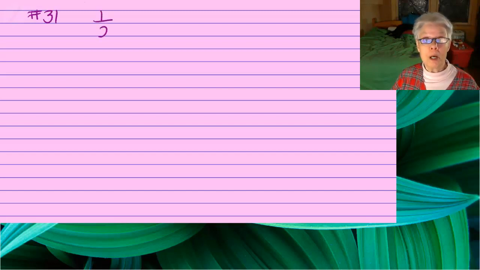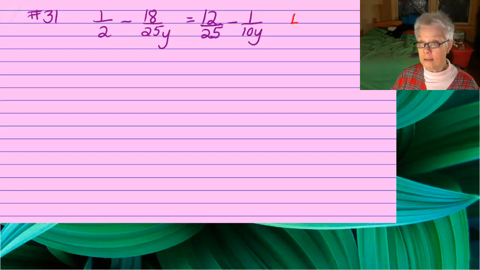So number 31, 1 over 2 minus 18 over 25y equals 12 over 25 minus 1 over 10y. We're going to choose an LCD, a common denominator, that will cancel out all of those individual denominators.